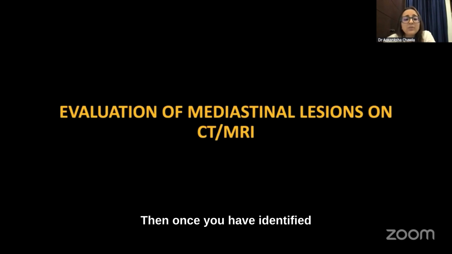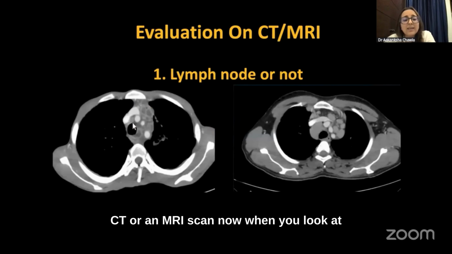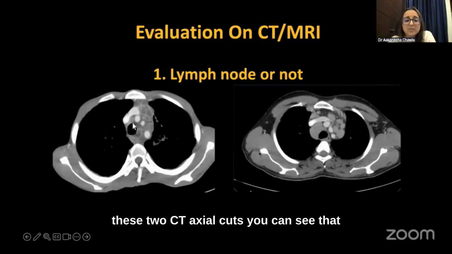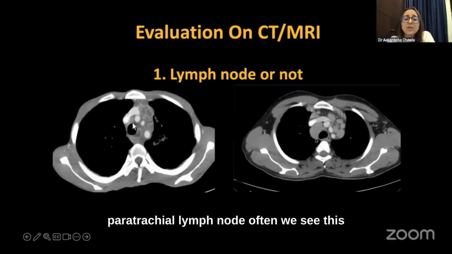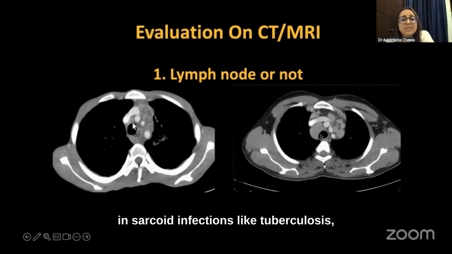Then, once you have identified your lesion on the X-ray, for further characterization of the lesion, you need a CT or an MRI scan. Now, when you look at these two CT axial cuts, you can see in this a large paratracheal lymph node. Often we see this in granulomatous infections like tuberculosis, sarcoid, lymphomas, malignancies.